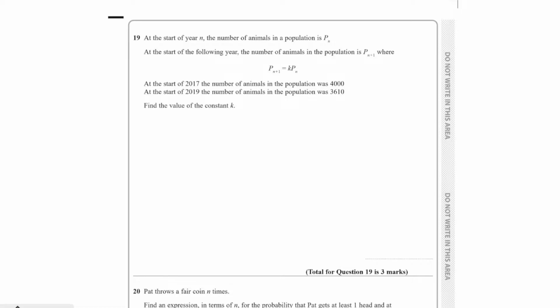Now let's come back to question 19. This one's quite nice. I just subbed in the values to the formula. To find the population of 2018, I would do k times 4,000, which is 2017. And then to find the population of 2019, you would take the whole of that and multiply it by k again. So that would be 4,000k squared. But I do know that that equals 3,610. So you could look at that as an equation if you wanted.